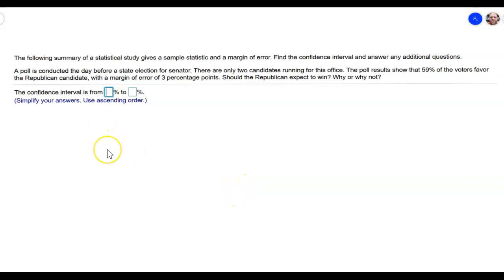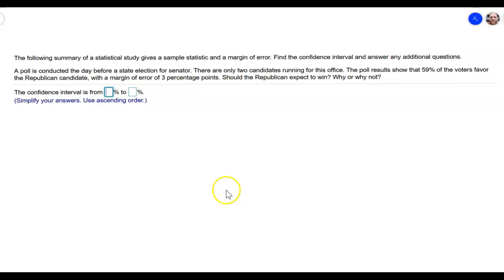Beckstrom, and today I want to take a look at an example from Section 5A, and it says the following summary of a statistical study gives a sample statistic and a margin of error. Find the confidence interval and answer any additional questions. So I want to take a look at how we set up this margin of error and see how we would answer this question based off of that.